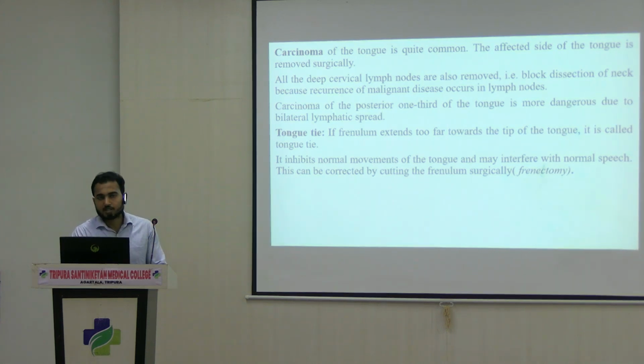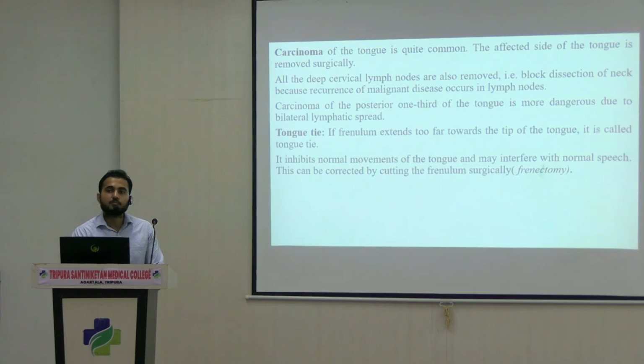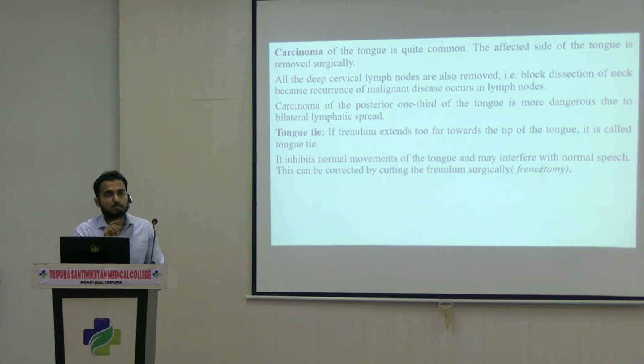Now, carcinoma of the posterior 1/3 of the tongue is very dangerous. Why? Because from the posterior 1/3, as we have discussed in the lymphatic drainage, bilateral drainage is taking place. जो posterior 1/3 of the tongue है, वहाँ का जो lymphatic drainage है, it is taking place bilaterally. That's why if the carcinoma is on the posterior 1/3 of the tongue, then it is more dangerous as compared to the anterior 1/3 because of the bilateral drainage of the lymph. These are conceptual questions which can be asked during the exam. That's why lymphatic drainage of the tongue is important.